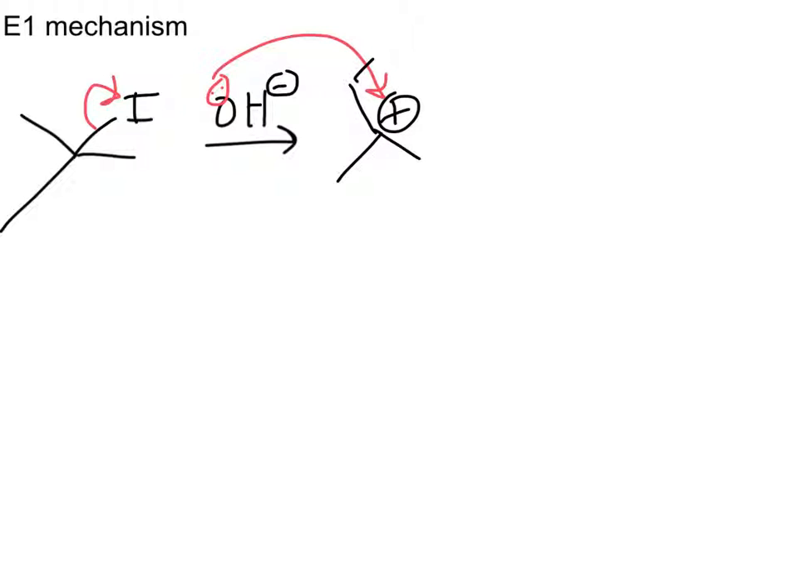Now I'll draw in the beta hydrogen, which this bond is now free to come and form into a double bond. Essentially, the electron pair can come over to get rid of the positive charge by forming this new pi bond. Now I'm going to go ahead and draw the products of it.